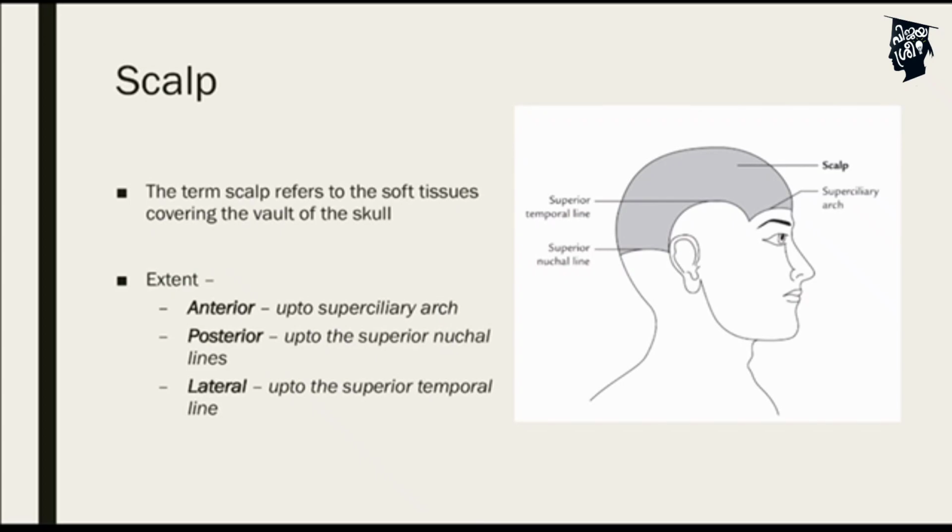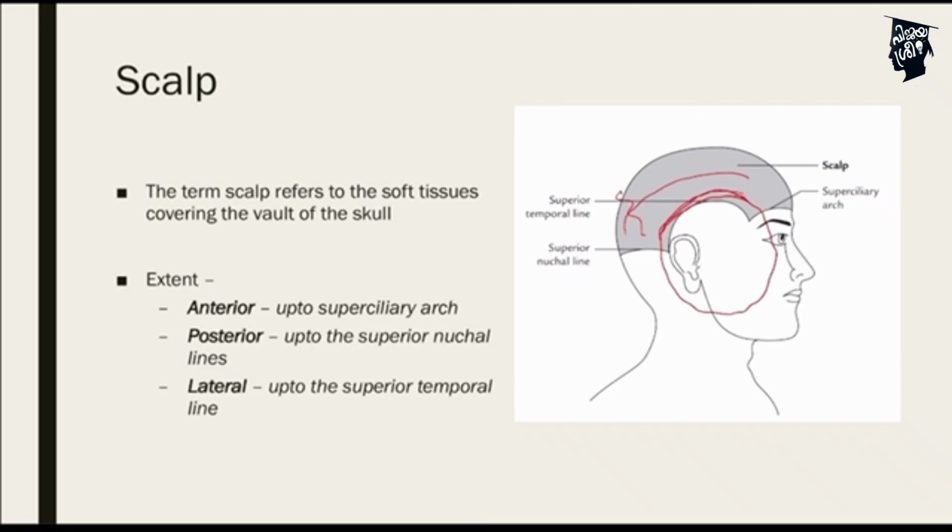Now, what is the scalp? The term scalp refers to the soft tissues covering the vault of the skull. The skull, we know, is the bony structure in the region of the head, and the vault of the skull is this region right over here. And all the tissues that cover this vault of the skull is what we call the scalp.